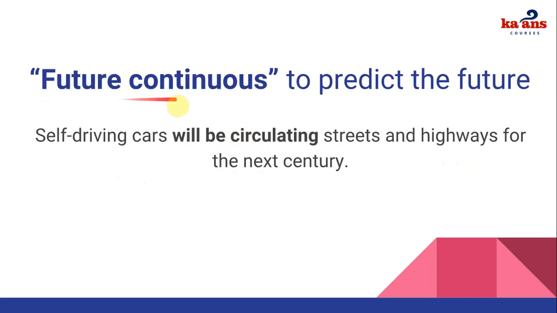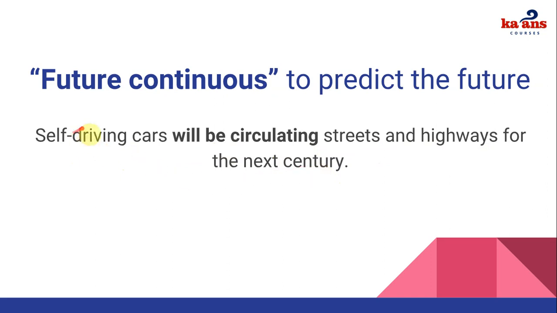We can also use the future continuous to predict the future. What is the future continuous? Well, remember, it's will with be, and the action, in this case, circulating, with -ing. So, self-driving cars will be circulating the streets and highways for the next century. What do you think? Do you think that's true or false? I don't know. What's your prediction?